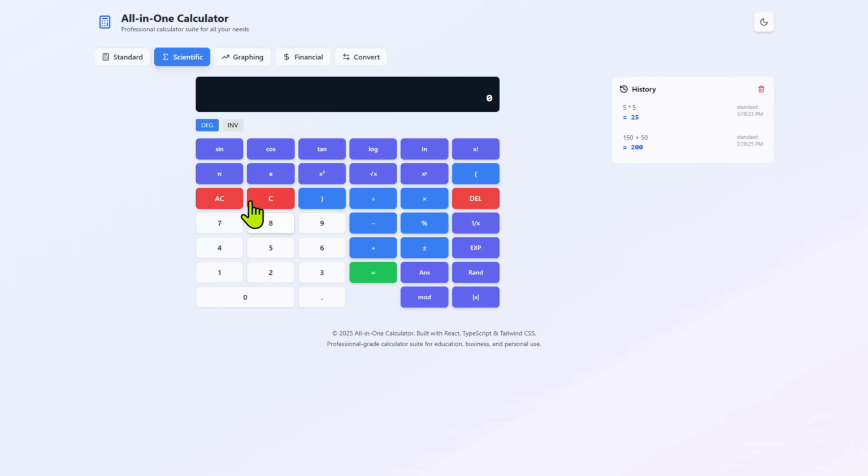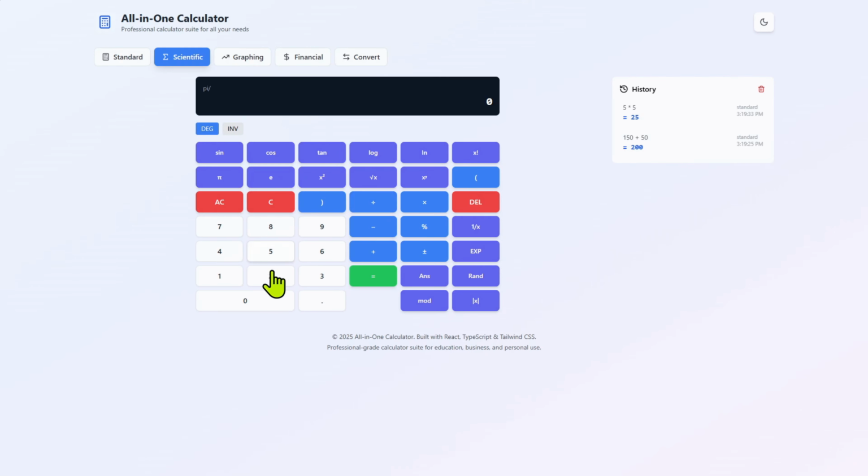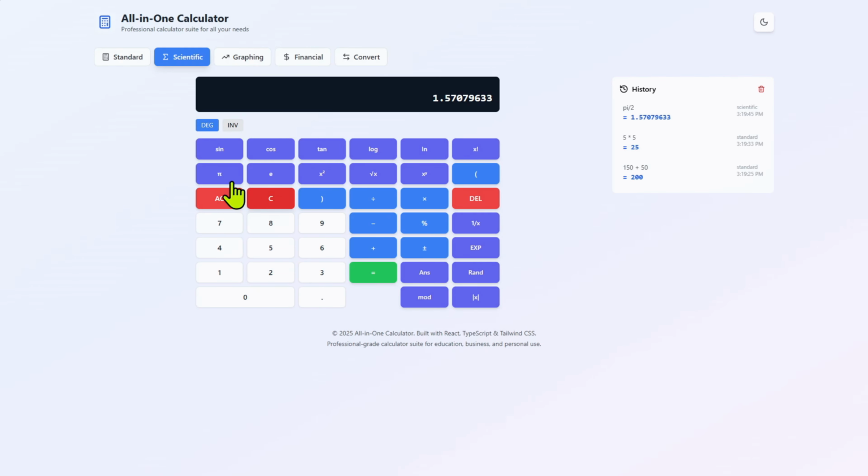When you need more, the scientific mode delivers. It flawlessly handles a range of functions, from constants like pi to powers, roots, and absolute values.